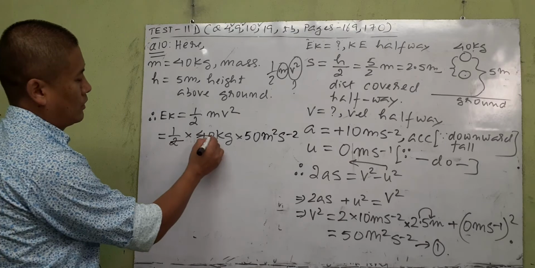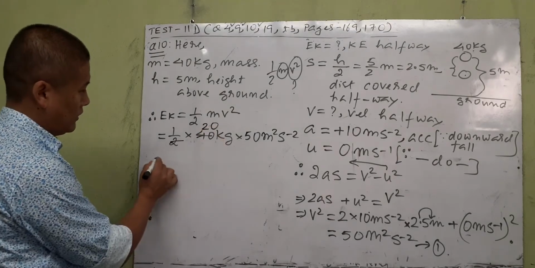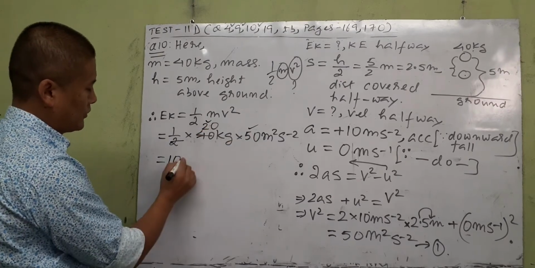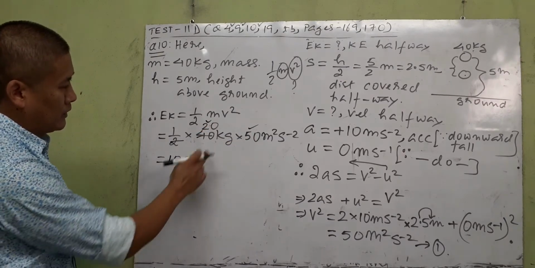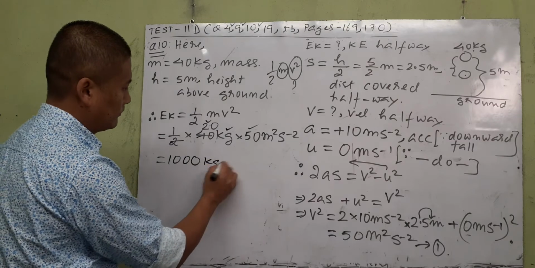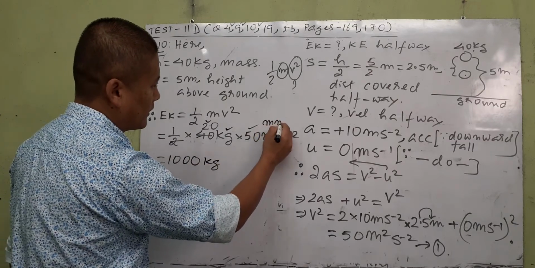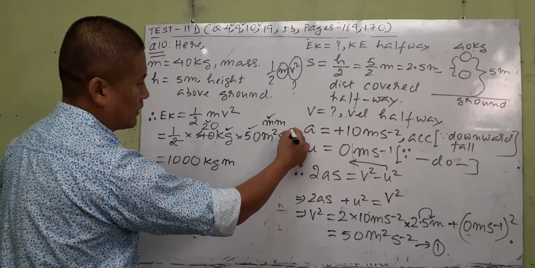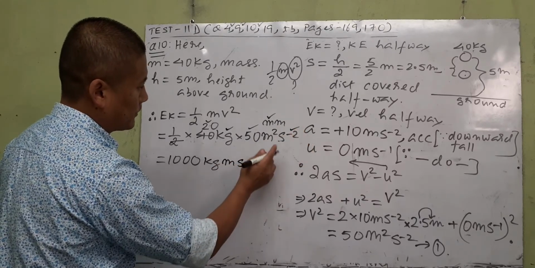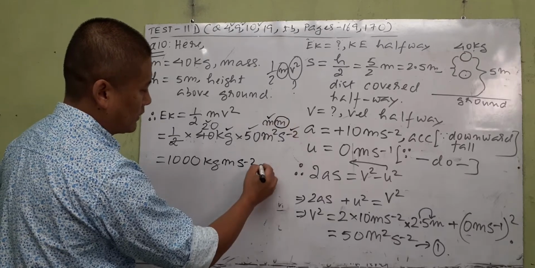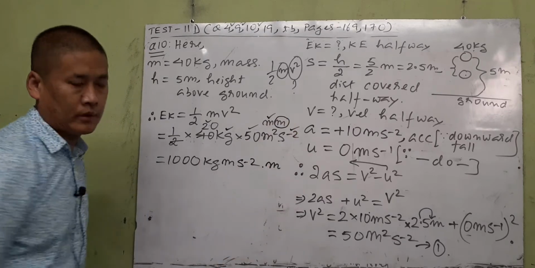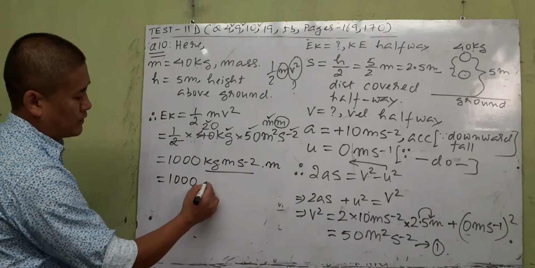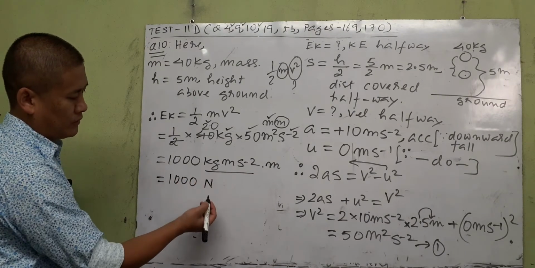So here 2 4s are 8, 0. Then 5 2s are 10, one more 0. Then here let's write kg. Let's break this meter square and show meter meter. Then let us take this kg meter, and this per second square. Then this is going to give you 1000 kg meter per second square, which is the base unit of force.